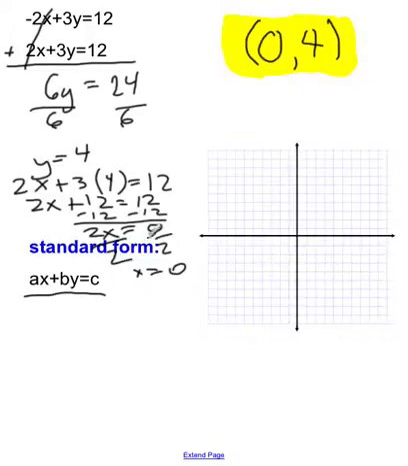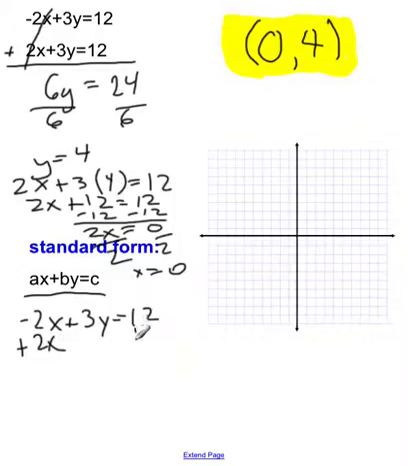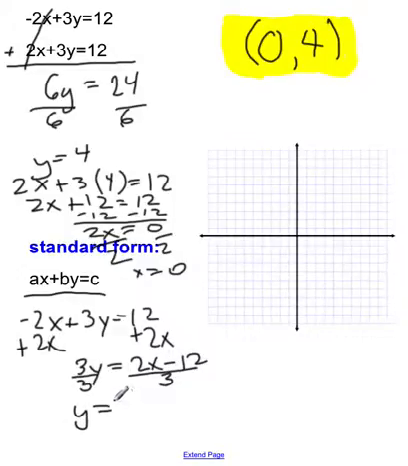So now, just to check it, I could plug that point into the other equation, or I could graph it. If I was going to graph the first one, let's take a look at the first one. Negative 2x plus 3y equals 12. This is going to take a lot of work, so I'm going to add 2x to both sides. I'm going to get 3y equals 2x minus 12. Divide by 3. Y equals 2/3 x minus 12 divided by 3 is 4.